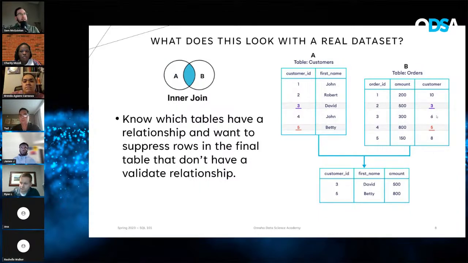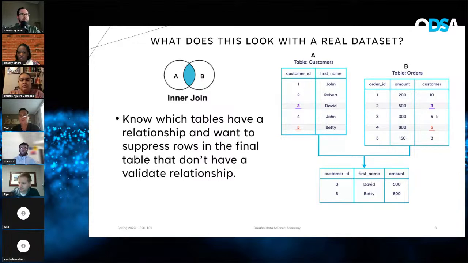So the inner join is used when we know that tables have a relationship, or we want to suppress any rows that don't have a match in the other table. So in this case, we'll use the same customers and orders table. And when we look at this, the question that was most likely asked is, I want to see orders for our customers where we have a customer record on file.